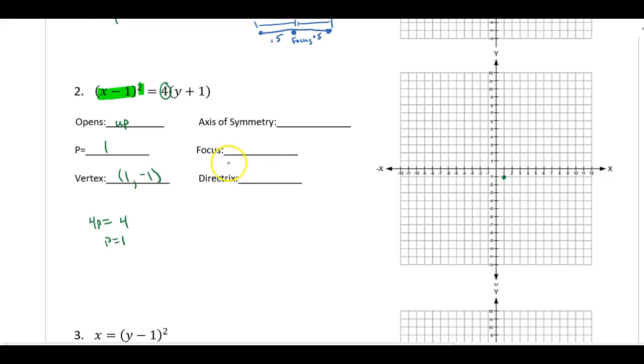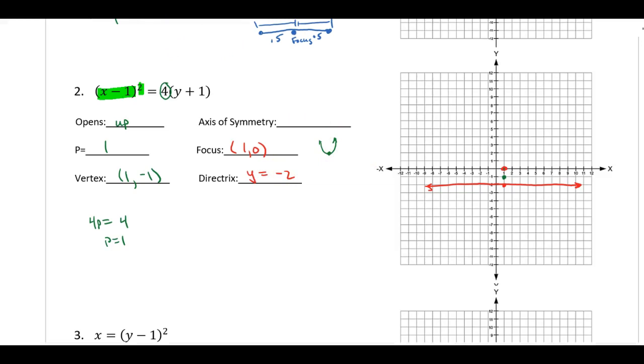So my focus now, if p is 1 and it opens up, here's my vertex. I know my focus gets eaten by the parabola. So I'm going to go up 1 from the vertex. Okay? And there is my focus, and that ordered pair ends up being at 1, 0. Now my directrix is going to be the opposite way. Alright, so I'm going to go to my vertex and down 1, and there is my directrix. And this would have an equation as y equals negative 2.